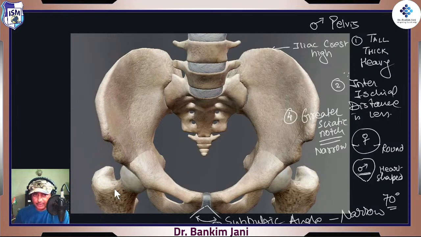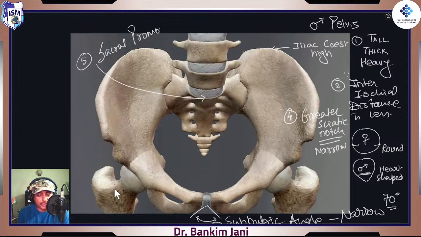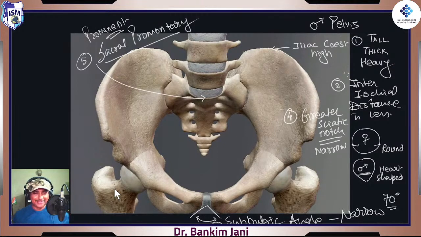The fifth and very important point is the sacral promontory, the most prominent ridge on the sacrum. Write it here: promontory, prominence on the sacrum. This is very prominent, extraordinarily prominent. So that is a prominent sacral promontory.